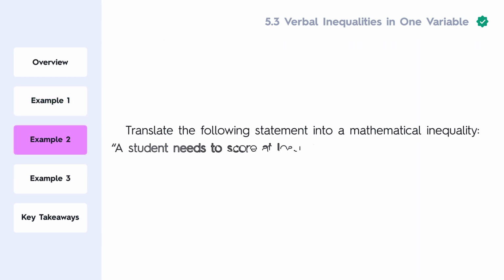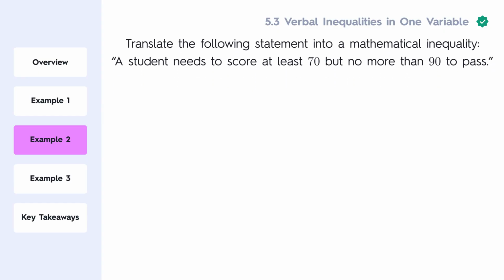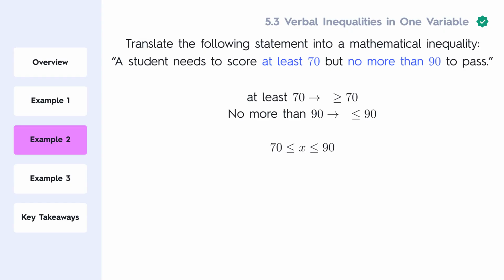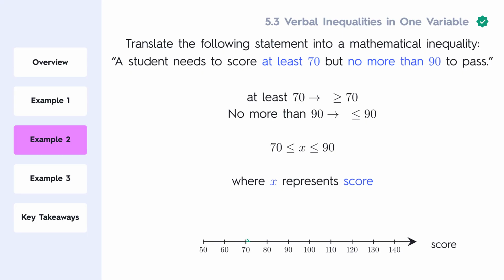In this problem, we need to translate the following statement into a mathematical inequality: a student needs to score at least 70 but no more than 90 to pass. We can see that we have two key phrases to look at: at least 70 and no more than 90. Each phrase represents a different inequality that we'll combine to create a range of acceptable scores. At least 70 means the score must be 70 or higher, so the inequality we'll use is greater or equal to. No more than 90 means the score should be 90 or lower, so we'll use the less than or equal to inequality. This compound inequality shows that x can be any number from 70 to 90, including both 70 and 90, where x represents the student's score, and that tells us that any score between 70 and 90, including the endpoints, will meet the passing requirement. We've successfully translated the verbal statement into a mathematical inequality range.